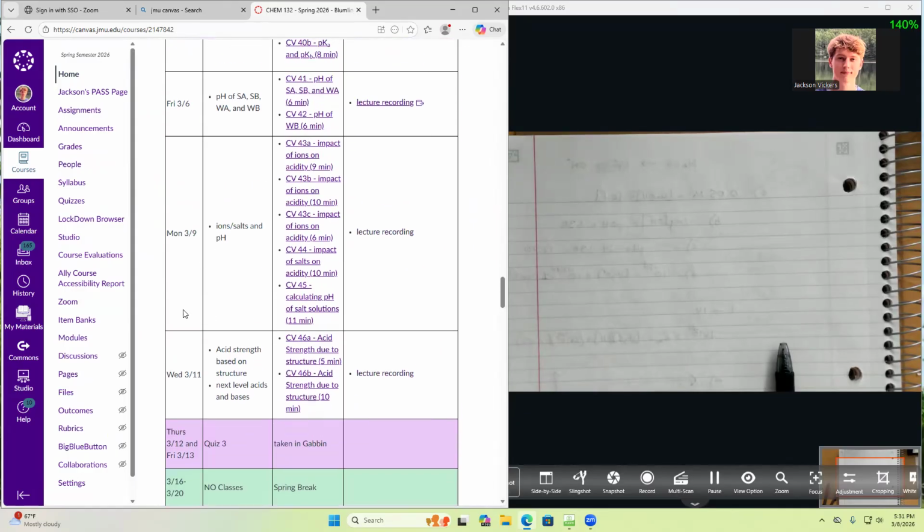Tomorrow is going to be more about ions, salts, and pH. So you're probably going to be learning about what happens when a weak acid or a weak base is in one of these ice tables. Or that's what we did on Friday. So tomorrow is going to be more stuff like that.